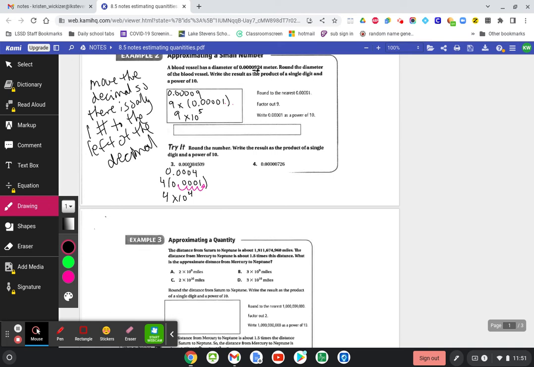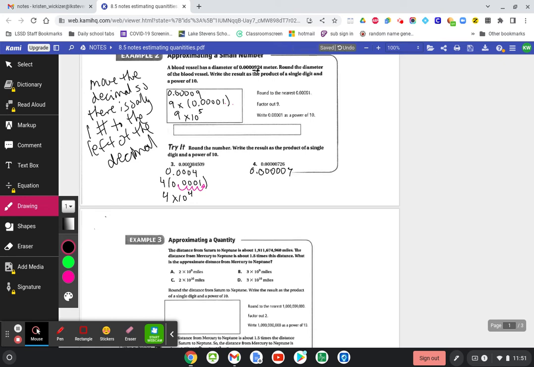Okay, so you should have finished number 4 by now. So again, I'm going to rewrite, and I've got, let's see, how many zeros? 1, 2, 3, 4, 5 zeros. And then if I'm looking at the 7, the 2 after it is less than 5, so I'm going to keep this 7 the same. I will not round it up to an 8.